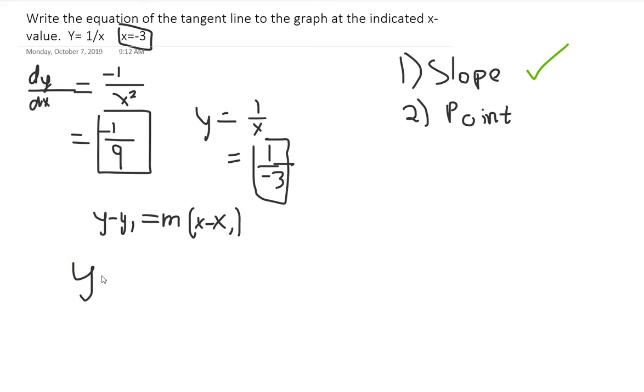So y plus 1/3. The reason why it's plus is because, minus to minus, right? Equals, our slope is negative 1/9, times x minus negative 3, x plus 3. And there you go. That's the equation of the tangent line at x equals negative 3.